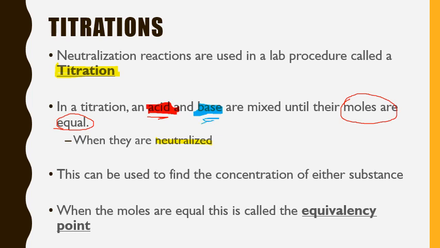And the reason we're doing that is because we are trying to find the concentration of one of these things, right? One of these substances we won't know the concentration of, maybe. And so we mix it with something where we do know the concentration. It's called a titration, and we use that to find concentrations of unknowns. Now, when we actually get to this point where you have equal moles acid, equal moles base, we call that the equivalency point. We call it that for a reason, equal moles, equivalency point.